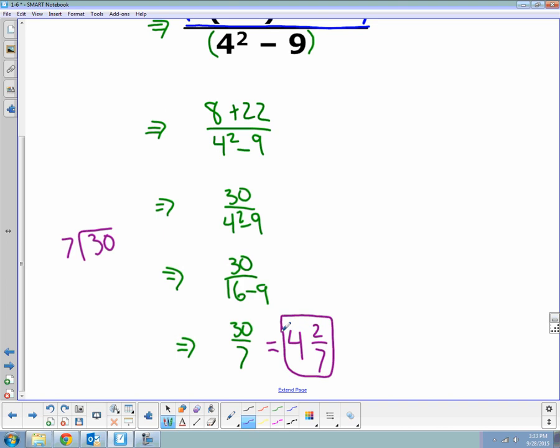So you could divide, but that's going to be a nasty decimal. You're not going to like that decimal. But 4 2/7 is a perfectly acceptable answer.